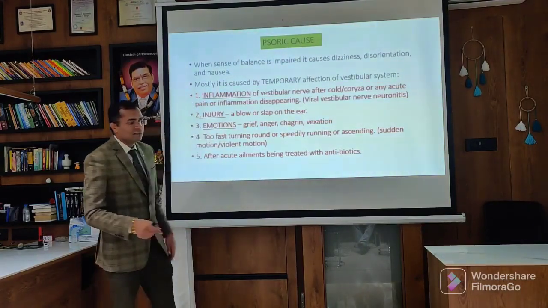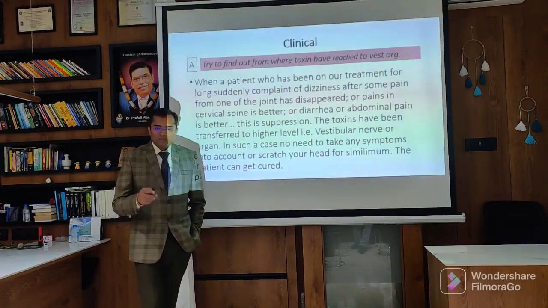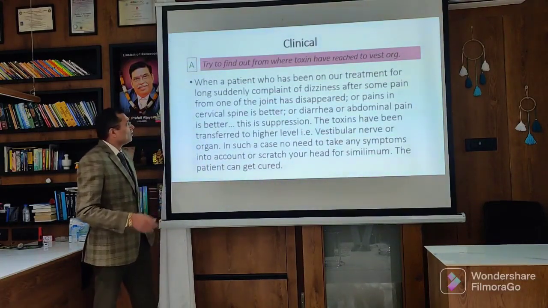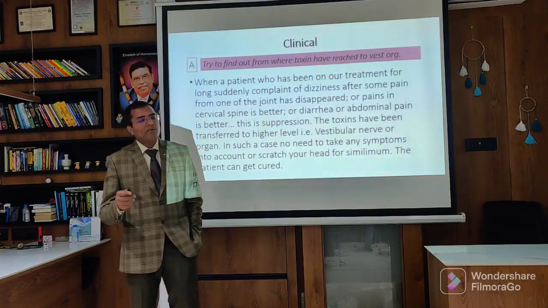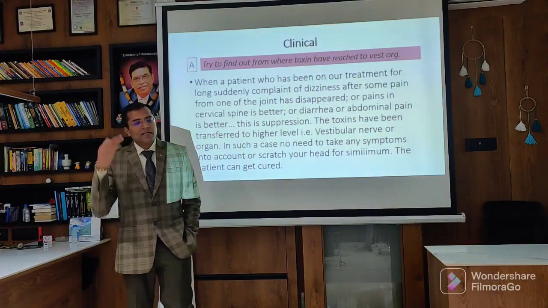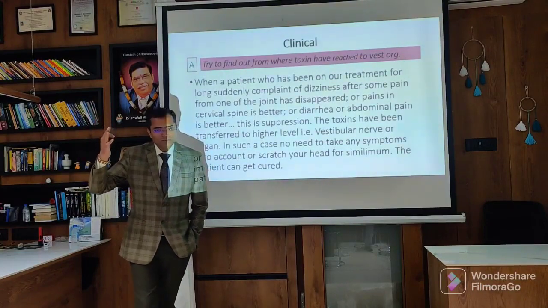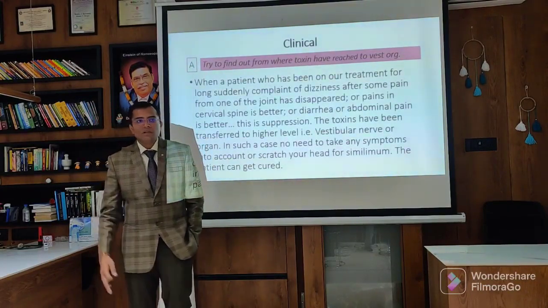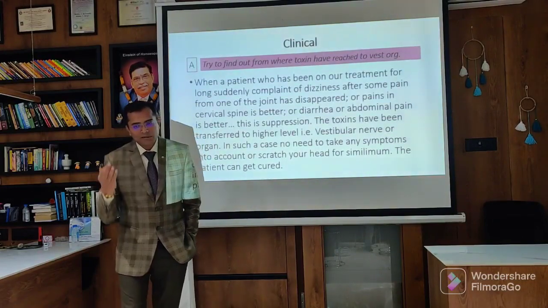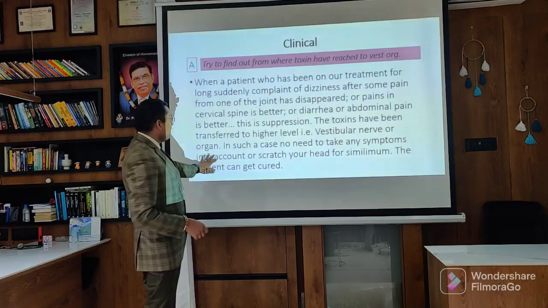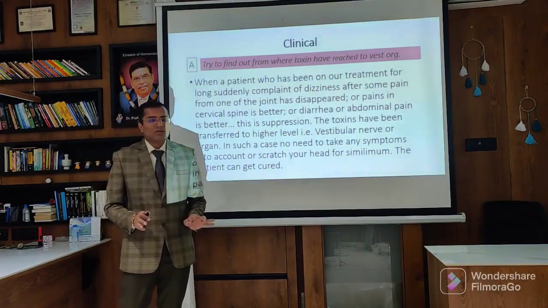So what sir has taught us in our module, from the clinical point of view, is to try to find out whether the toxin has reached the vestibular organ. So what happens when a patient who has been on our treatment for a long time suddenly complains of dizziness after some pain, or pain from one of the joints has disappeared, or the pain in the cervical spine is better, diarrhea or abdominal pain is better, and the patient suddenly starts the vertigo? So this represents that the toxins from the lower layer go to the nervous system. This is called suppression. So toxins have been transferred to a higher level, so the vestibular organ is affected. And in such cases, no need to take any symptoms into account or scratch your head for the simillimum. The patient can get cured with an easy remedy.